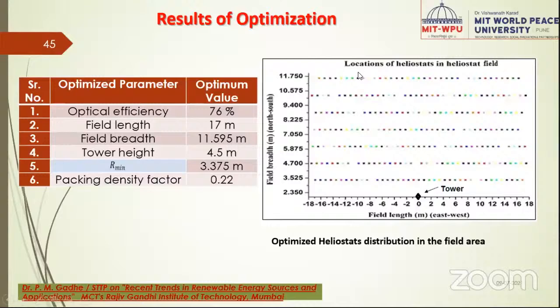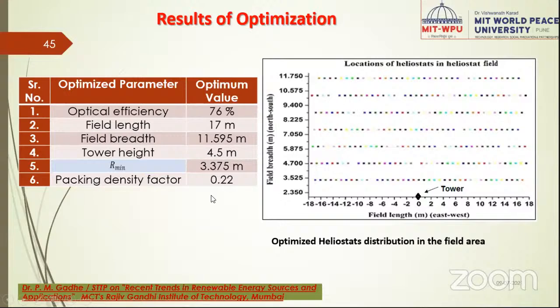You can see these are the locations of the heliostats in the optimized field. This is the position of the tower. This is the x direction, y direction, and these are the locations of the heliostats. It gives the optical efficiency as 76%. We can't make the blocking and shadowing zero or even the cosine losses zero; there are some losses. Based on that, we got the optical efficiency as 76%. The field length is 17 meters, breadth 11.59, tower height 4.5 meters. And the R mean is such that the tower should not cast shadow on the mirrors or heliostats.